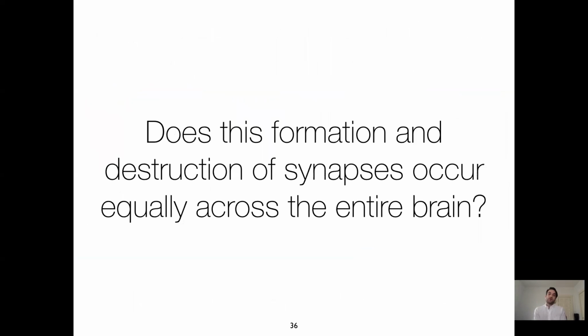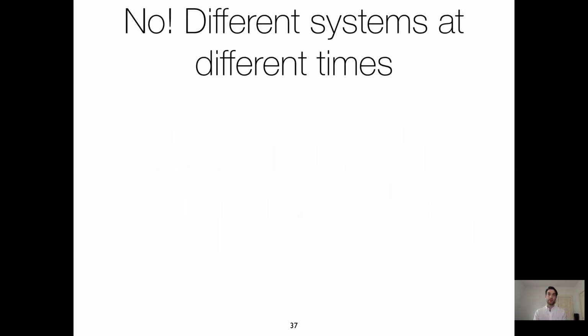Now, a question to wonder is if this formation and destruction of synapses through neurogenesis and synaptogenesis and synaptic pruning occurs equally across the entire brain. And the answer is certainly no. Different systems develop and expand and contract at very different times.